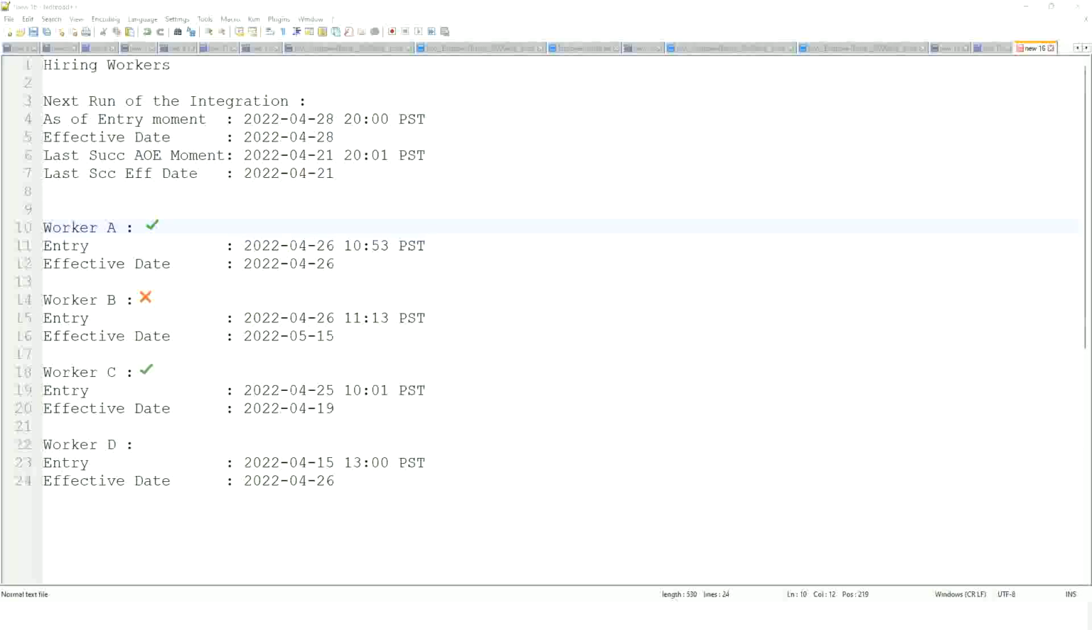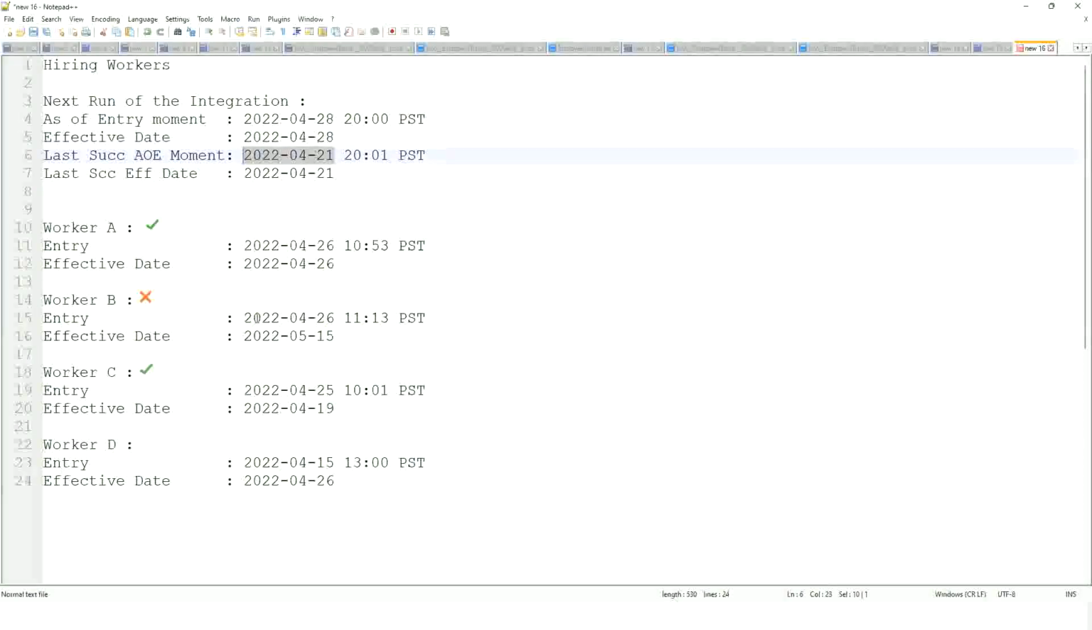Now you see, the effective date was the 19th of April. When was the last run of the integration? When did it run the last time? 21st of April, right? That's the time the integration last ran. We all agree to that. Shouldn't worker C be included in the previous run? And now, if we include it again, shouldn't it cause a duplicate? So on the 21st of April, could it have been included?